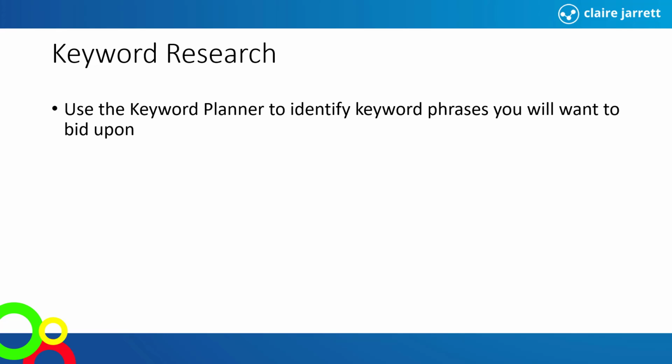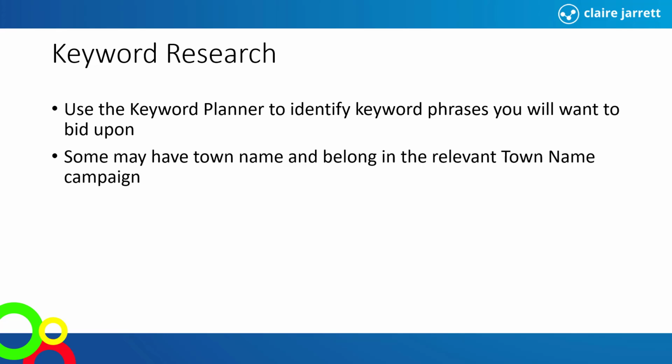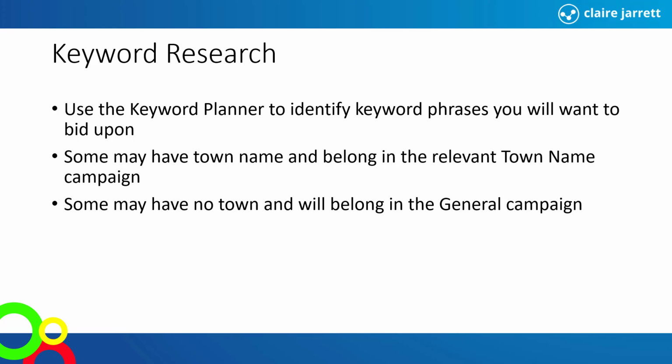And you are going to use, and I'll demo this shortly, the Google Keyword Planner to identify these keyword phrases that you want to bid upon. And these keyword phrases will be things such as anxiety therapist Birmingham or hypnotherapist Bristol, etc., those type of things. Now, some of your keywords will have a town name within them, and in which case they belong in a town name campaign as per the previous video. Some, of course, may have no location or town name, and so those will belong in the general campaign.